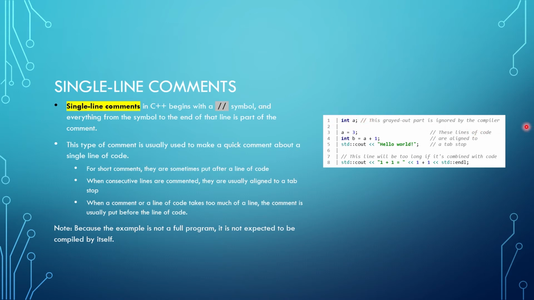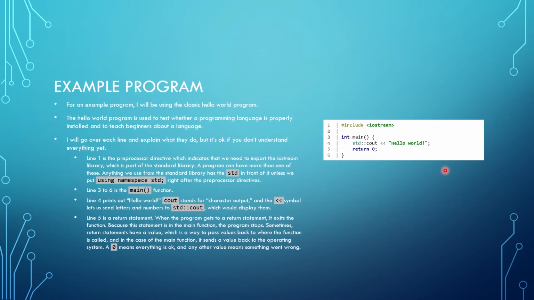When consecutive lines are commented, like over here, they're usually aligned to a tab stop. It makes everything look neater. When a comment or a line of code takes too much of a line, the comment is usually placed before the line of code. Like over here, this comment is pretty long, and the statement is also pretty long, so the comment is put right before the statement. Because this example is not a full program, it's not expected to be compiled by itself. If you wanted to compile it, you have to go back to our Hello World program and replace this print statement with whatever statement you want to execute.